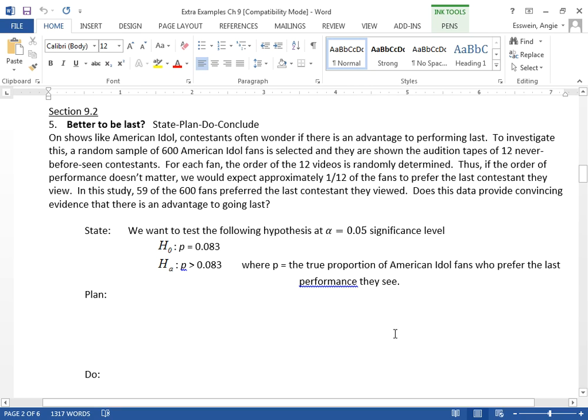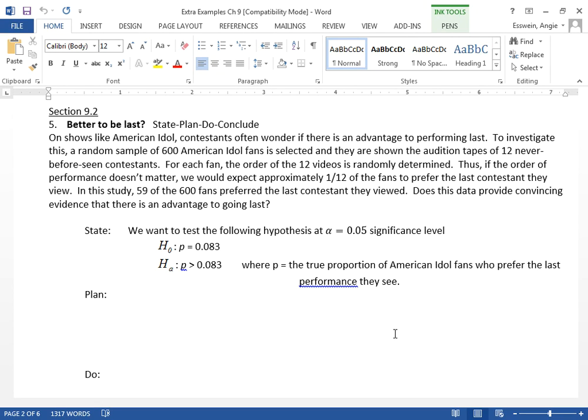This is section 9.2, extra example about American Idol. So what is the proportion we're talking about here? On shows like American Idol, maybe this should be The Voice now to be more current, we are wondering if there's an advantage. This is what we wonder: is there an advantage to going last?